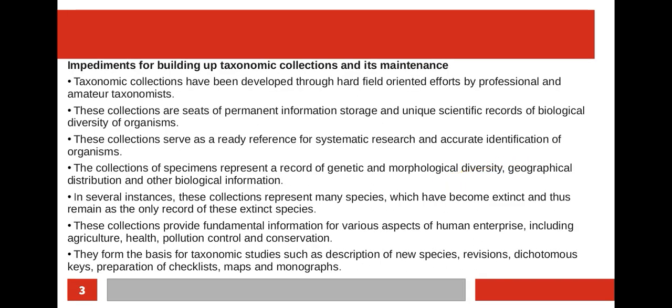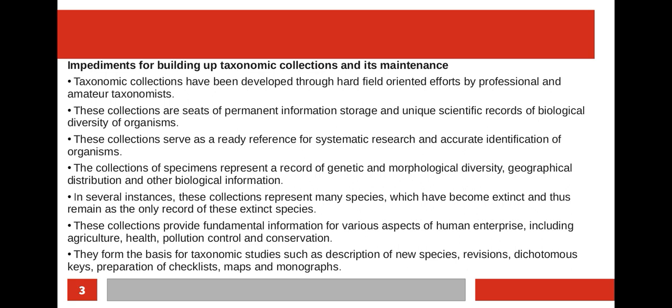So, taxonomic collections have been developed through hard field-oriented efforts by professional and amateur taxonomists, as we just mentioned. These collections are seats of permanent information storage and unique scientific records of biological diversity of organisms. These collections serve as a ready reference for systematic research and accurate identification of organisms. The collections of specimens represent a record of genetic and morphological diversity, geographical distribution, and other biological information. In several instances, these collections represent many species which have become extinct and thus remain as the only record of these extinct species. They are so precious, don't you think?